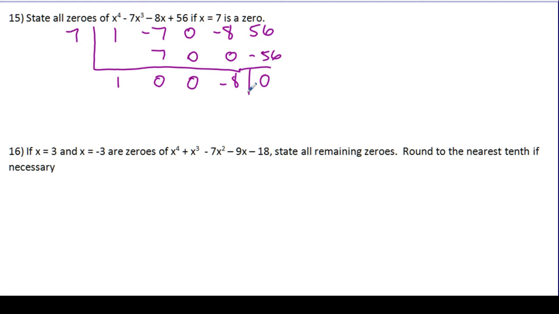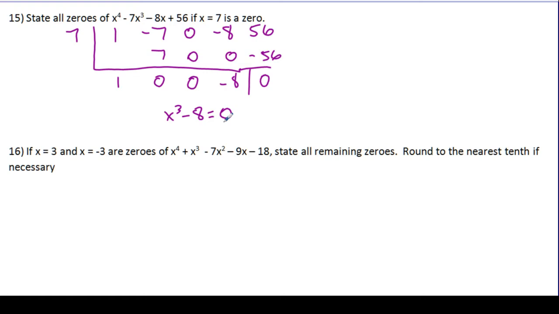Okay, so let's see where we're at. 0 was my remainder, which means negative 8 is the end number. We call that the constant. I don't have any x's or x squareds, and that means 1 is the x cubed, which means after I divided away this expression, x equals 7, it looks like I'm left with x cubed minus 8. I need to get more zeros from x cubed minus 8. There's apparently 3 other zeros, so let's see if we can figure out what they are. I need to set this equal to 0, and I need to factor it.